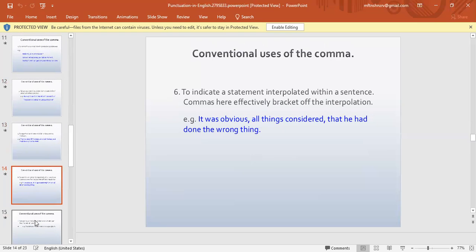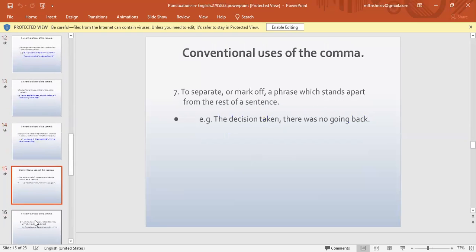Next use of the comma is in order to indicate a statement interpolated within a sentence. Commas here effectively bracket off the interpolation. For example, it was obvious, all things considered, that he had done the wrong thing. And next use of comma, in order to separate or mark off a phrase which stands apart from the rest of a sentence. For example, the decision taken, there was no going back.